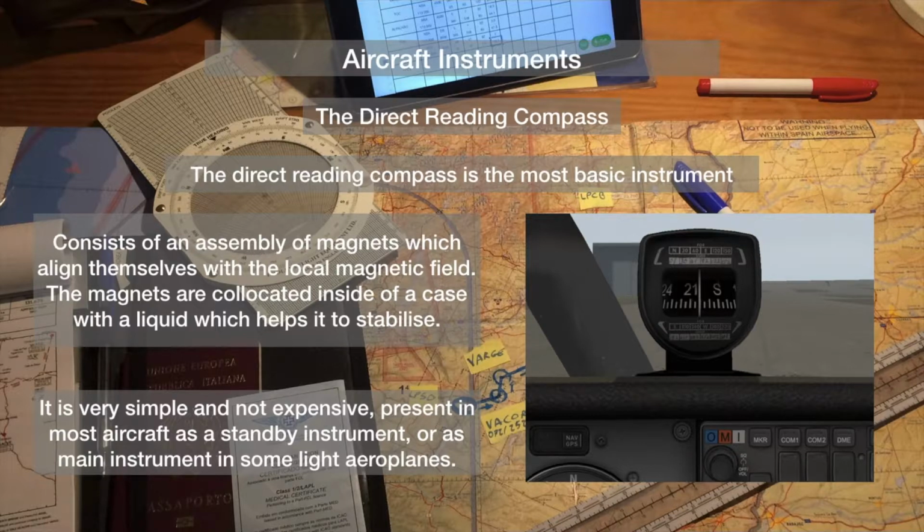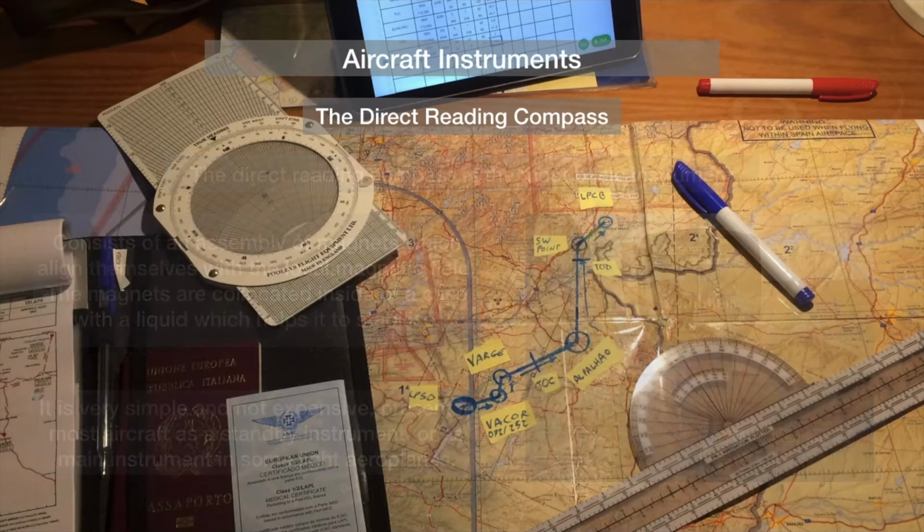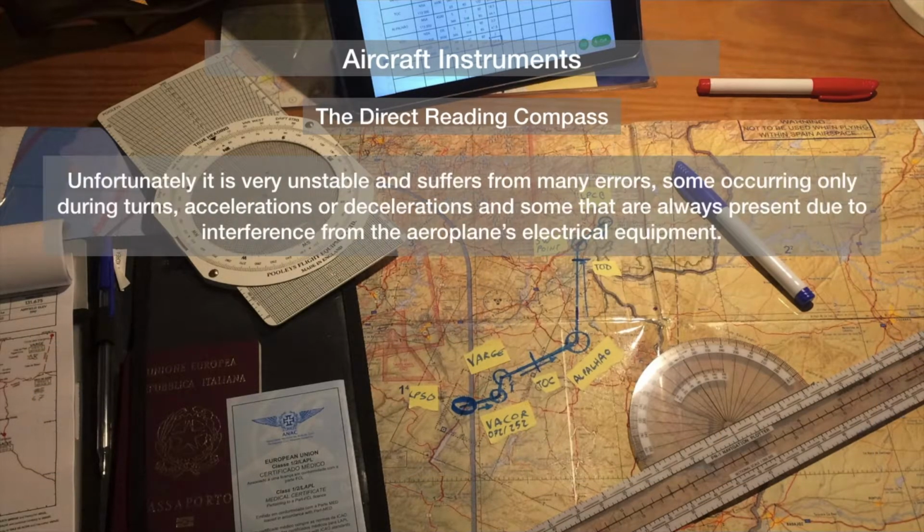Why as a standby instrument and not the main one, you may ask? Well, unfortunately, it is very unstable and suffers from many errors, some occurring only during turns, accelerations or decelerations of the aircraft, and some that are always present due to interference from the airplane's electrical equipment. It will give reliable information only when in a straight and level flight. Once performing any maneuver, it will give unreliable information about the magnetic heading.